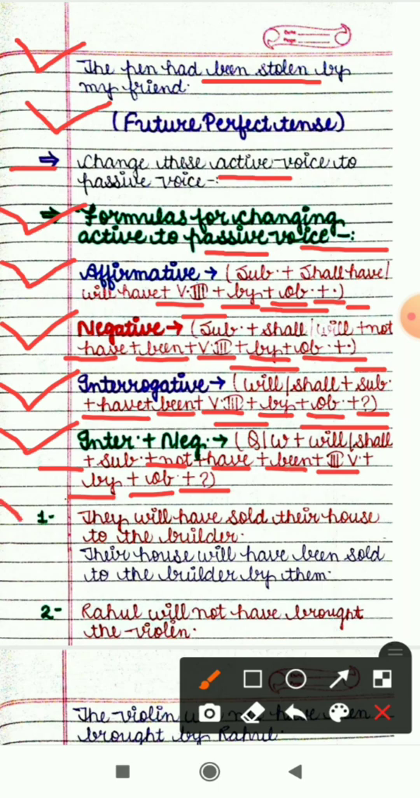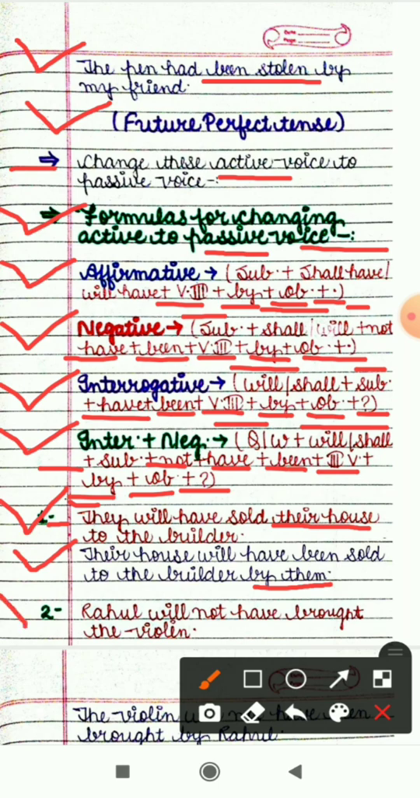First sentence is they will have sold their house to the builder. Subject is they and what is the object? The object is their house. That means in passive voice our new subject will be their house. So helping verb will be will have been. Their house will have been sold to the builder by them. Them is used as object which is the objective case of they which was used as subject in the active voice.